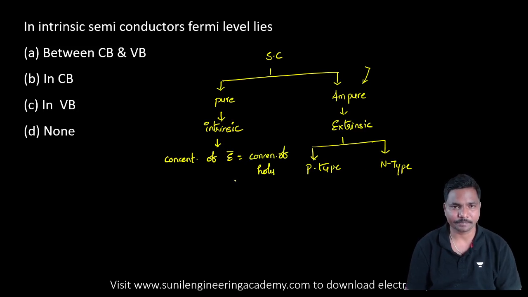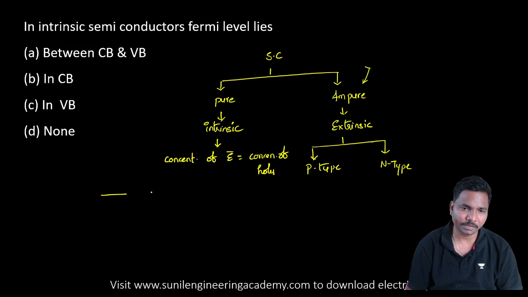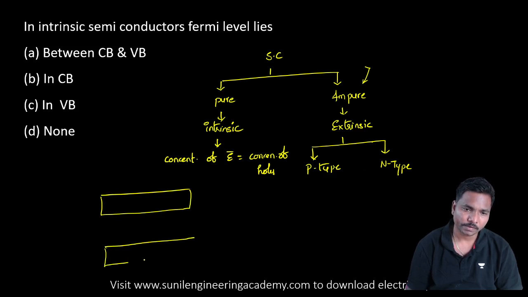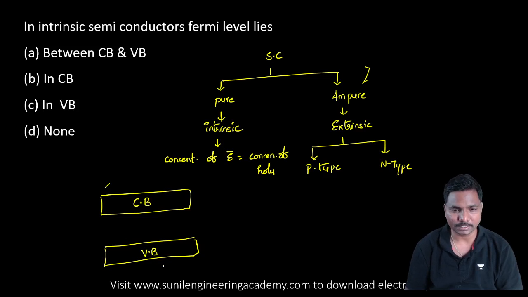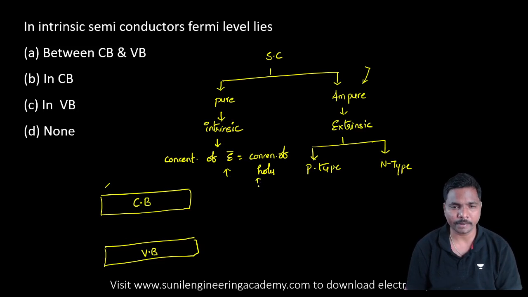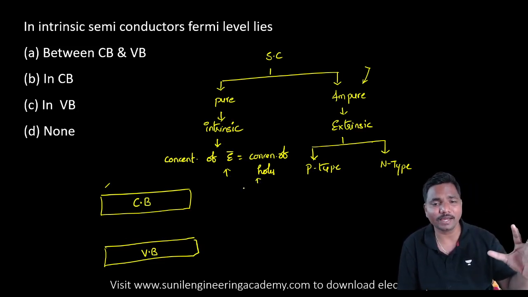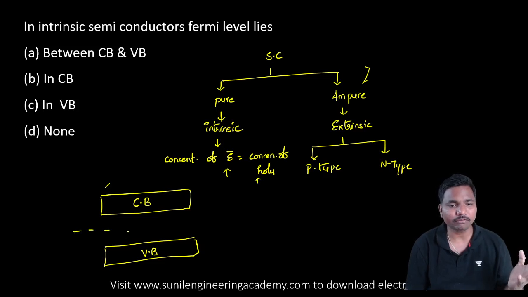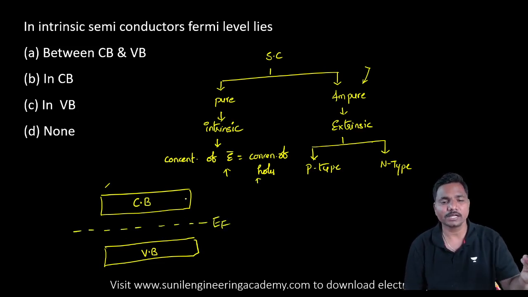Both concentrations are the same. So whenever the concentration is the same, the Fermi level lies in between. If you consider the conduction band, always make the conduction band on the top and the valence band at the bottom. Whenever the number of electrons is equal to the number of holes, the Fermi level is not attracted to any of the bands. It will be in the middle. Why? Because here also same, here also same. So that's why it is in the middle place.